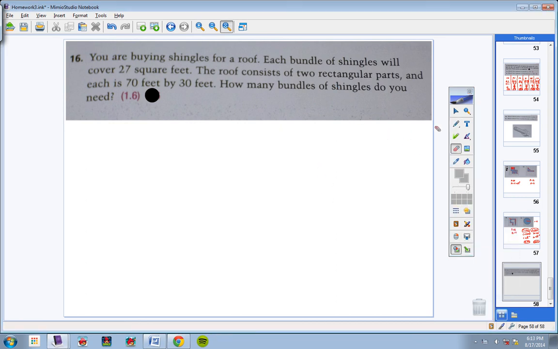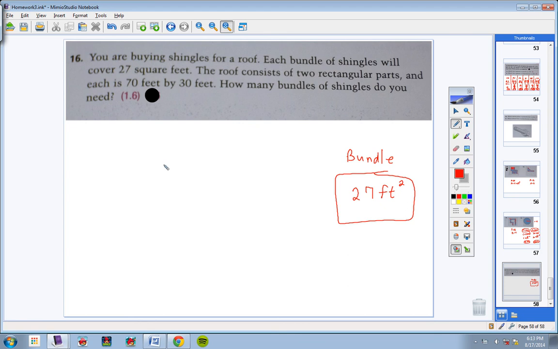Okay, students, on number 16, the problem reads as follows. You are buying shingles for a roof. Each bundle of shingles will cover 27 square feet. So I'm going to very quickly stop, and I'm going to put a bundle right here. Here's a bundle of shingles, and they're going to cover 27 square feet. Okay, let's continue on. The roof consists of 2 rectangular shapes. Each one is 70 by 30. How many bundles of shingles do you need?